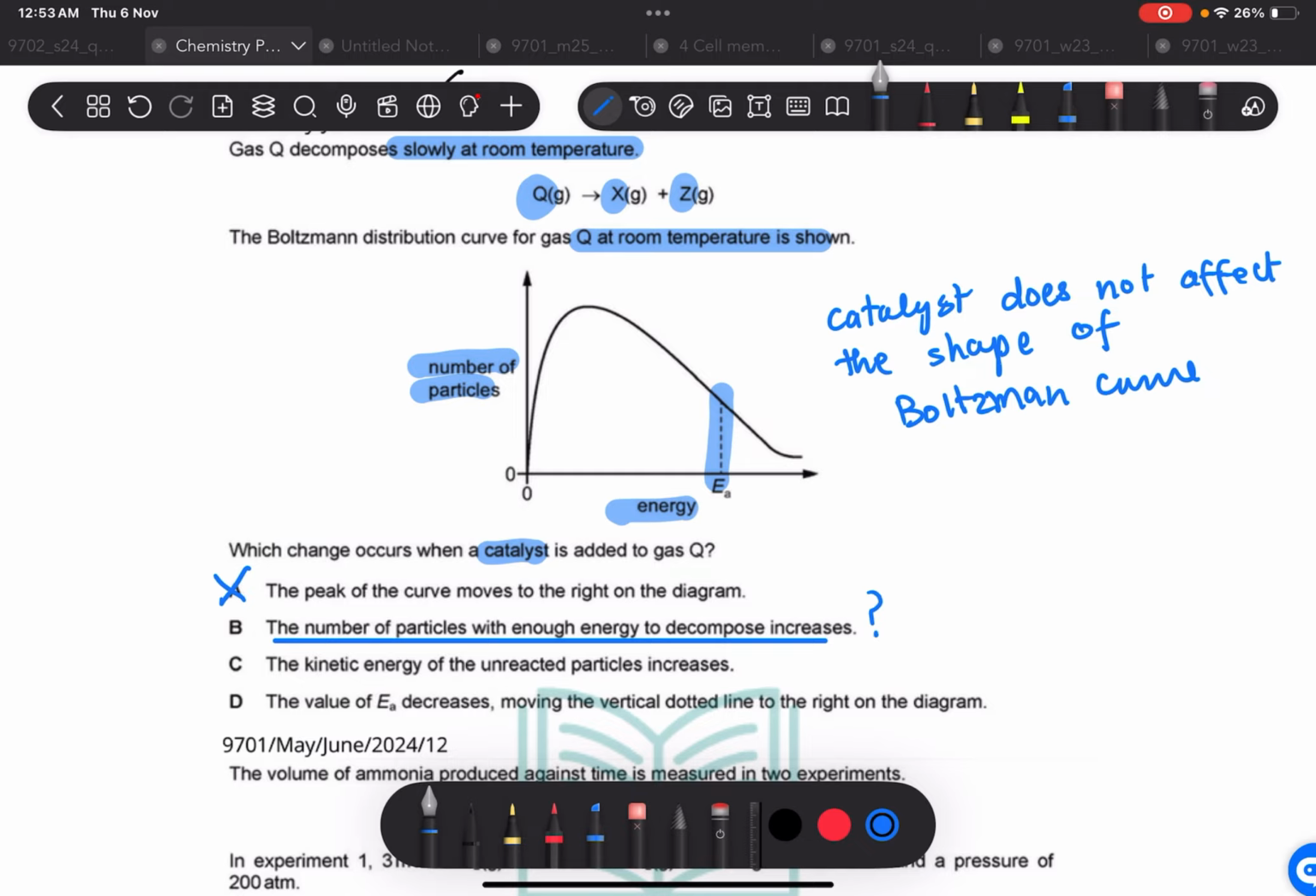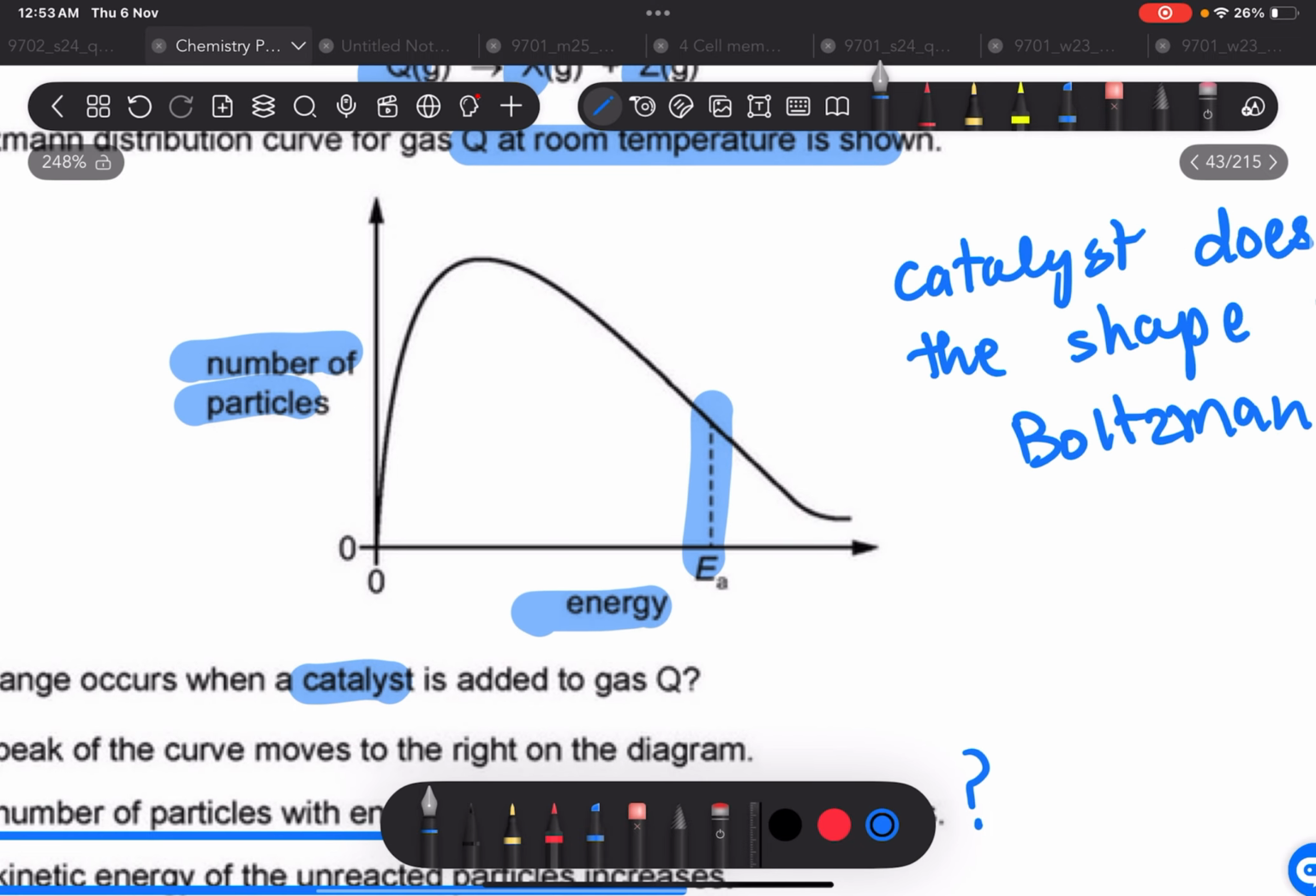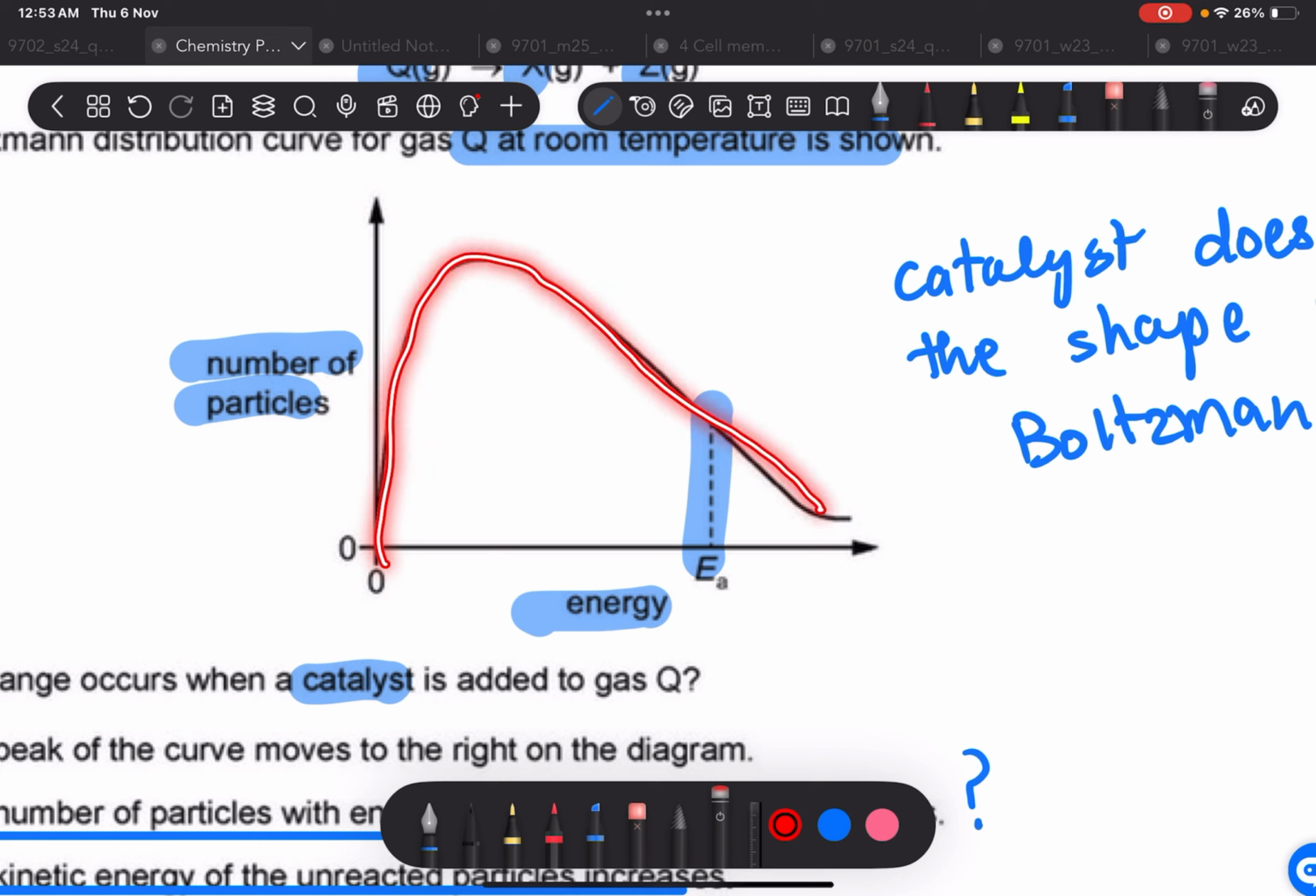First, let's read all the statements. The kinetic energy of the unreacted particles increases. A catalyst does not increase the kinetic energy. I just don't know why people don't get the concept of a catalyst the first time. Look, this is the energy of the particles. A catalyst is not going to do anything with the energy. The energy of the particles remains the same. It just decreases the passing marks.